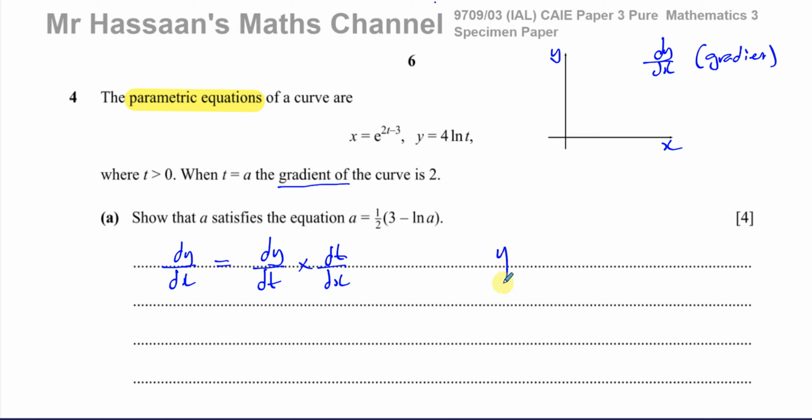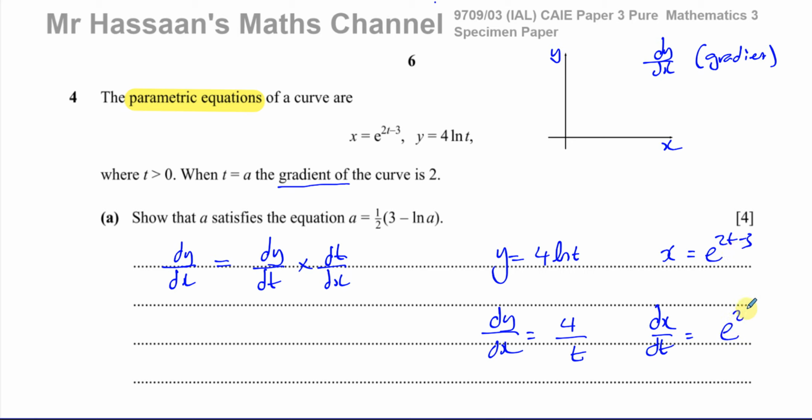So we take the y value, which is 4 ln t, and we find dy/dt. If you have 4 ln t, it's going to be 4 over t. We know when you differentiate ln t, you get 1 over t. That's 4 times 1 over t, which is 4 over t. And we know that x equals e to the power of 2t minus 3. So let's find dx/dt first. When you differentiate e to the power of something, it stays exactly as it is. So it's e to the power of 2t minus 3.